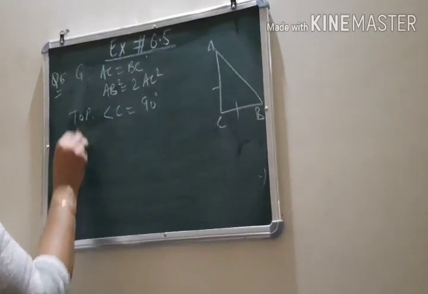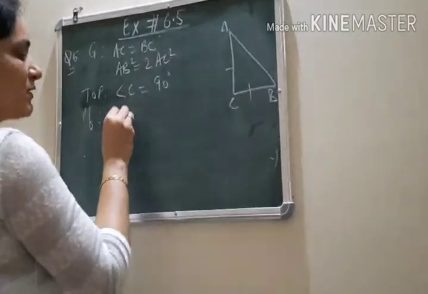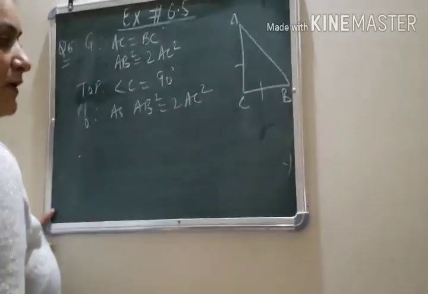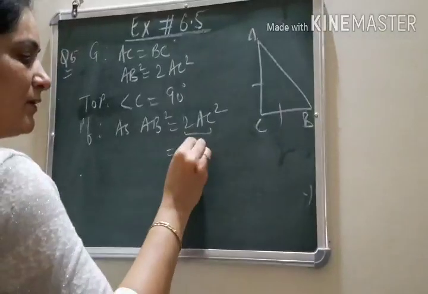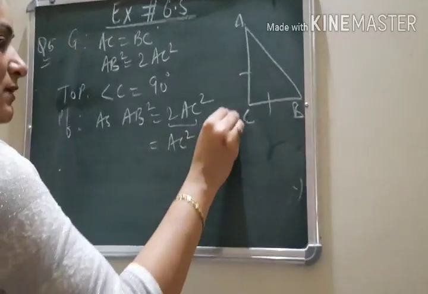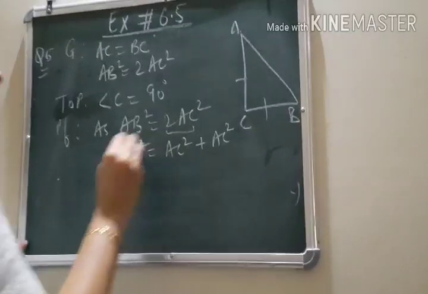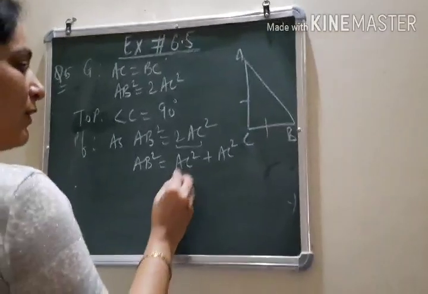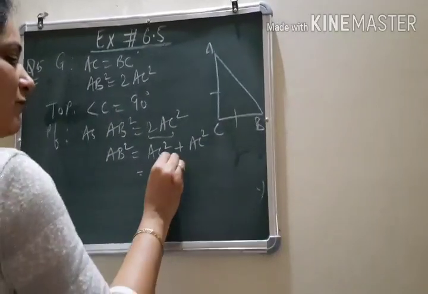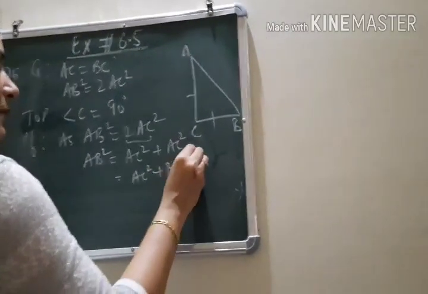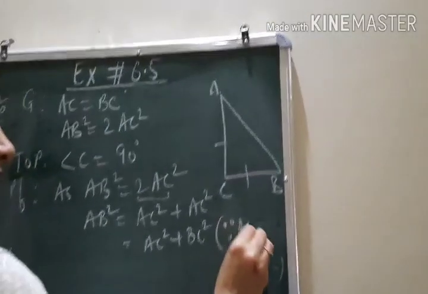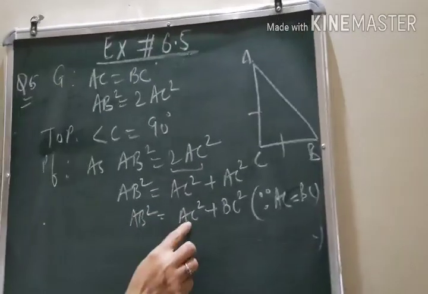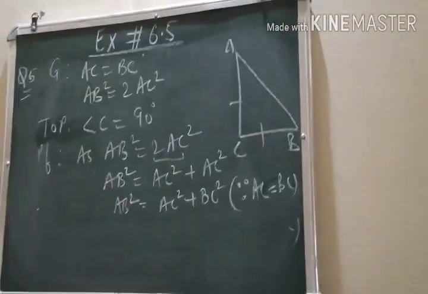So what we will do, we will start from the given, AB square is equal to 2AC square. Now 2AC square, how can we write? We can write it as AC square plus AC square. So whatever we did in the previous question, we are just moving from the back. Now AC and BC both are equal, so in place of one AC square, I can write BC square because AC is equal to BC. Now AB square is equal to AC square plus BC square.